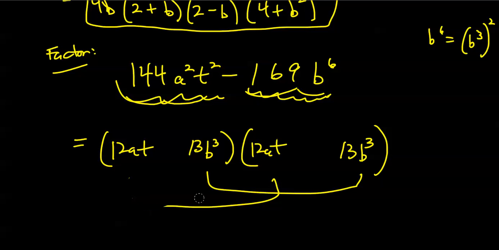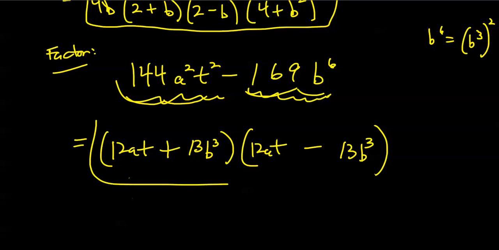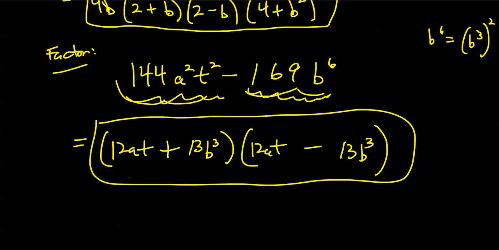And according to our pattern, all I need is different signs in between in these two binomial expressions. So I'll say one is positive and one is negative. So there's my final answer. There was no GCF here, but still I could factor it pretty easily if I recognized the pattern.